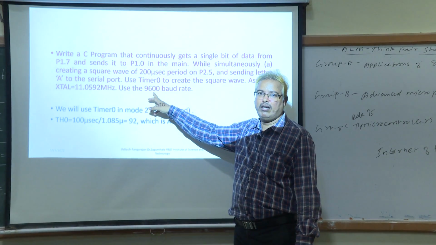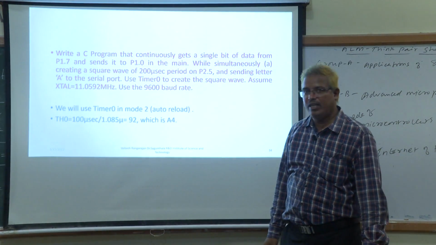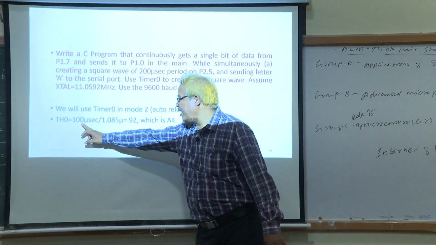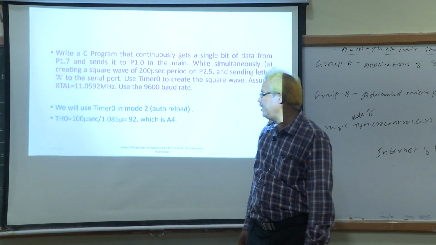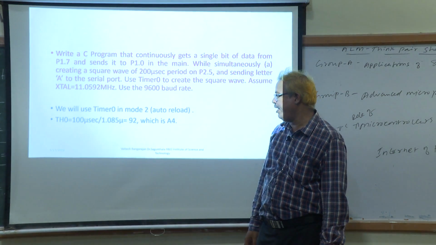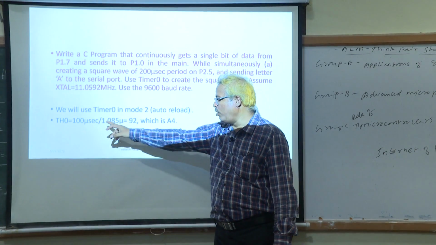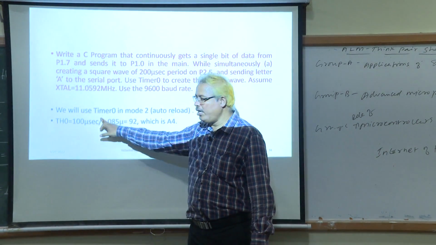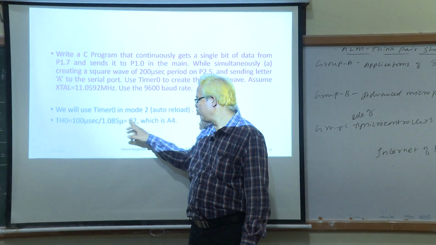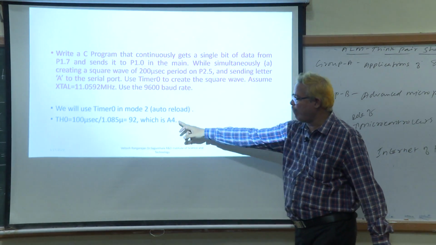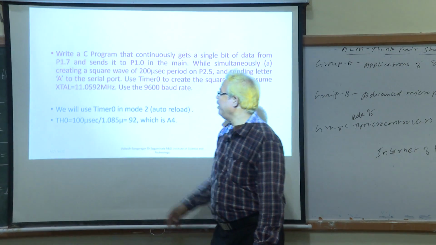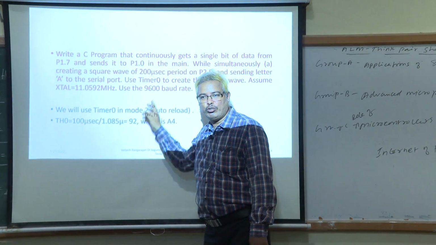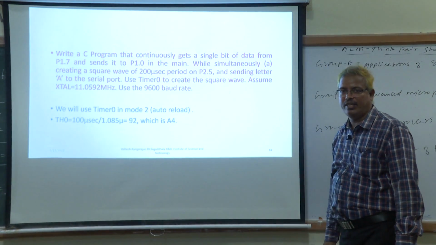We need to upload the initial value of the timer register, 0xFD. For the square wave, we have to create a 100 microsecond delay, where the on delay is equal to the off delay. That value is 92, that is 100 microseconds divided by the 1.085 microsecond step delay. So 92, which is A4, is to be uploaded to create the 100 microsecond delay, and 0xFD is to be uploaded as the initial value in the timer register for 9600 baud rate.